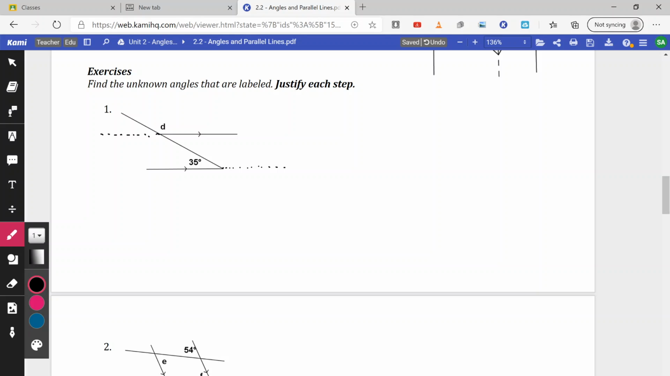So what we have now is, if this is 35, I can say this angle is 35 as well, because they are alternate interior angles. They're on opposite sides here, and they are on the inside of our parallel lines. We also know that D and 35 are a linear pair. So all I have to do is add them to get 180. So I'll subtract 35 from both sides. And we get D is equal to 145.